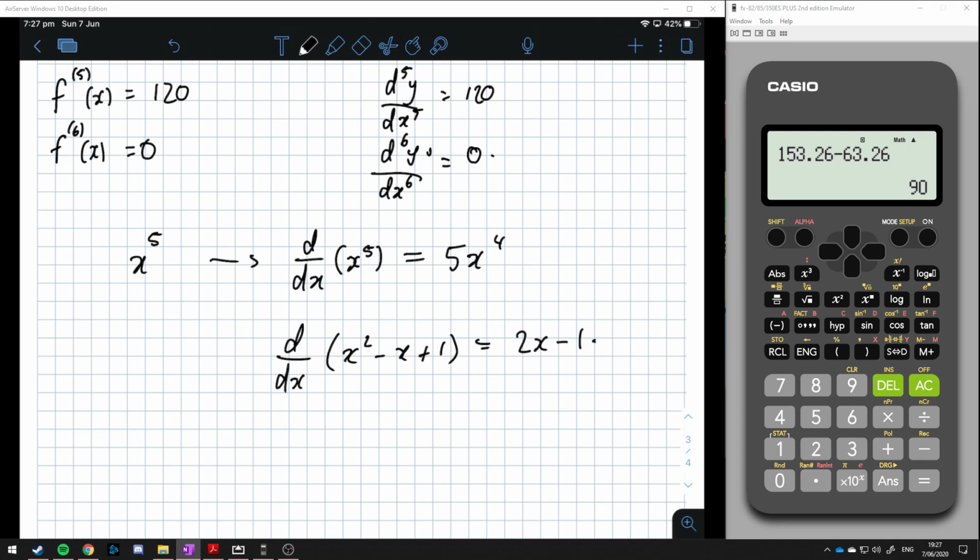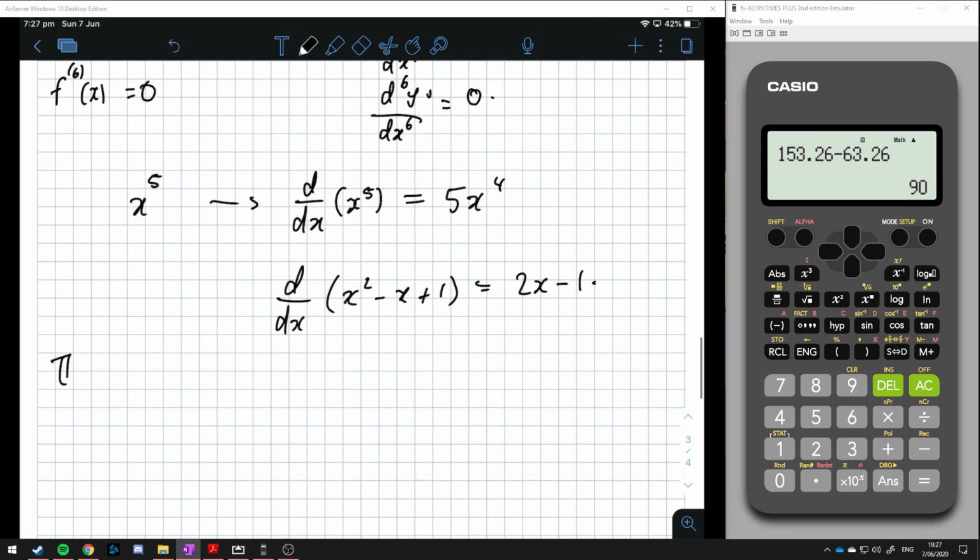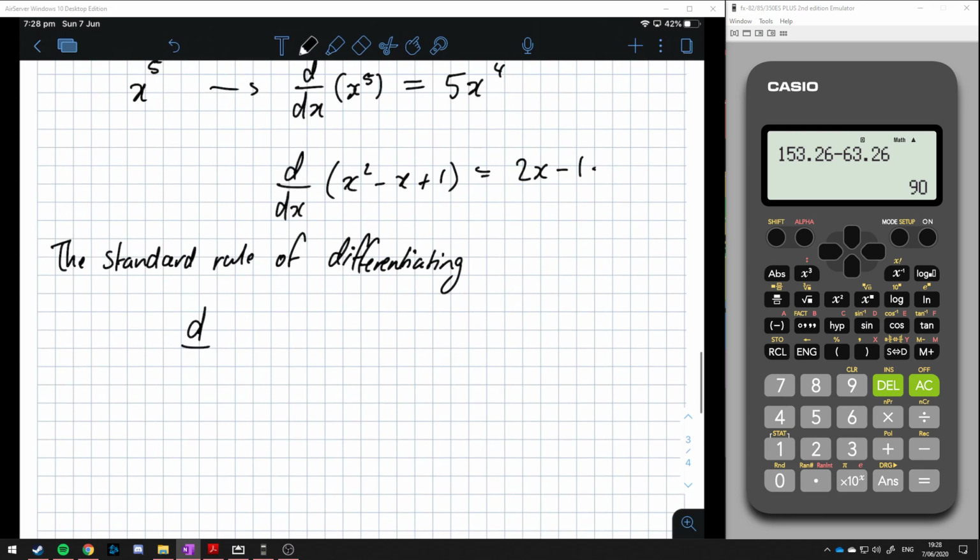It's just a matter of saying that this is a new operator that we can use. Now you remember the standard rule of differentiating from the function notation, but we're going to use our new form. So d dx of x to the power of n is equal to nx to the power of n minus 1. Again, we take the power down to the front and we subtract 1 from the power.